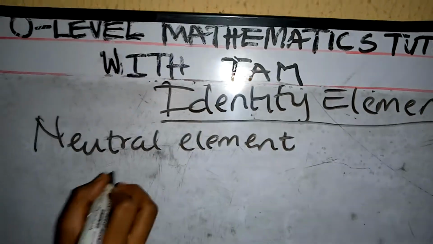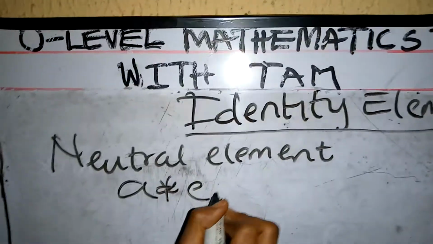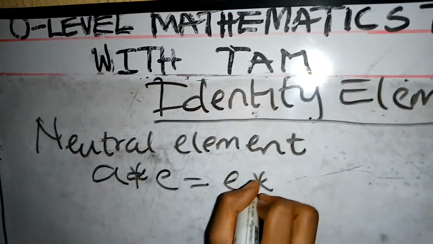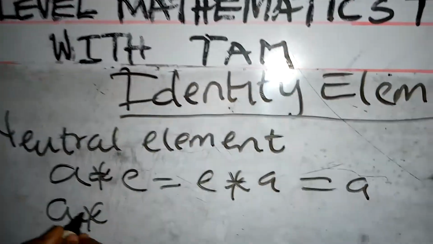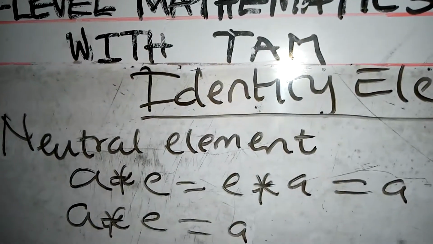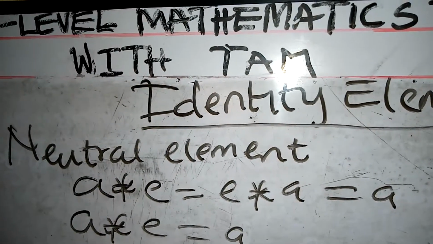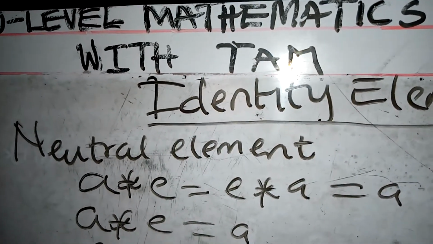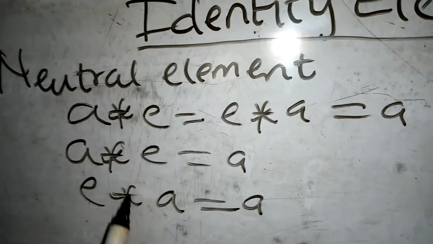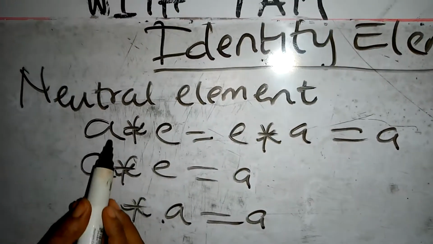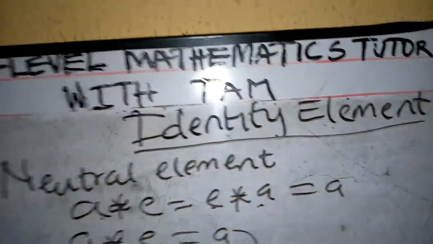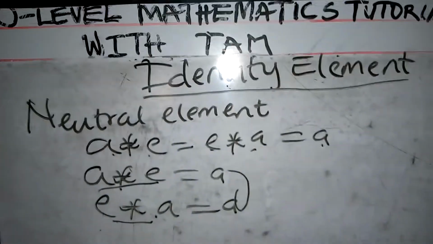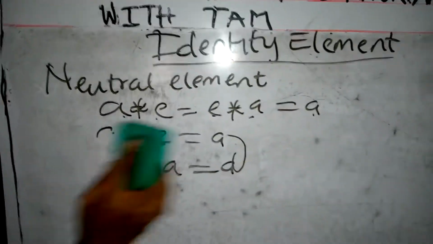It has the formula A star E equals E star A equals A. So either you say A star E equals A, or you say E star A equals A. That's why I joined the two equations together, forming A star E, which is this. E star A will result to what? A.